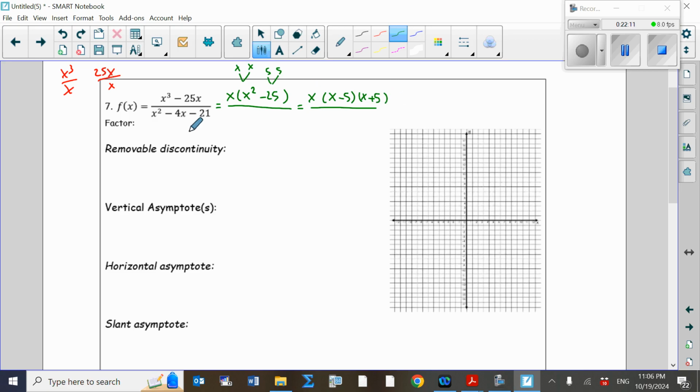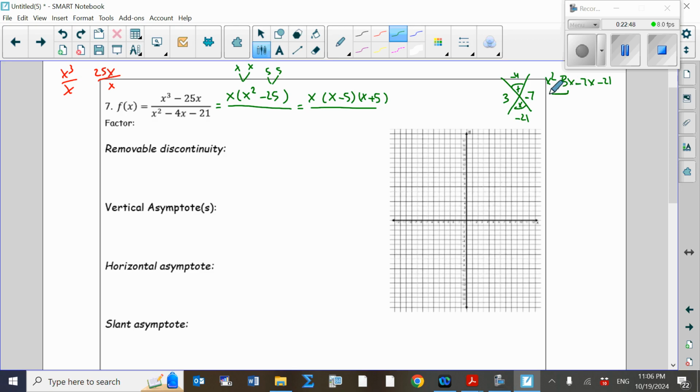And for the bottom, you're looking for two numbers that add to -4 and multiply to -21. 3 and 7 multiply to 21. If the 7 is negative, they multiply to -21 and add up to -4. So I can factor using these two numbers. I'm going to split the middle term: x squared minus 3x plus... I mean, x squared plus 3x minus 7x minus 21.